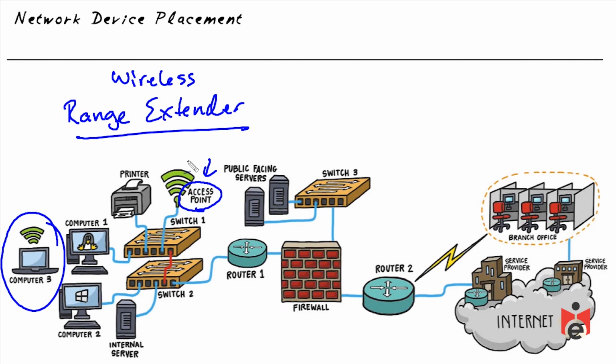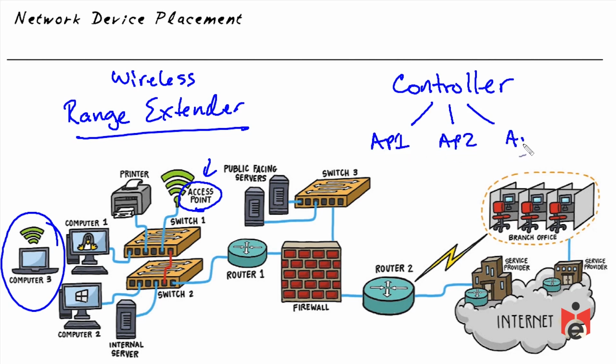However, in most corporations, they're not just going to have one access point. They're going to have several access points or hundreds of access points. And in those scenarios, they implement a controller that communicates with the access points. So the administrator talks to the controller, and then the controller talks to the access points.